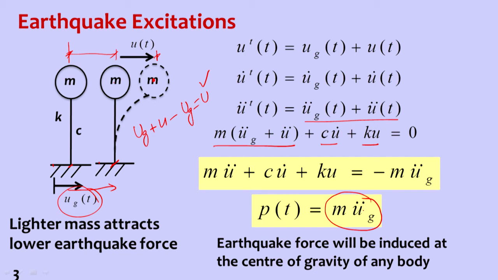So ü_g is the main component of the earthquake force, which is the earthquake excitation itself, and mass is the component which may increase or decrease. So if mass is higher, force is higher; if mass is lower, force is lower. That is why it is said in earthquake engineering that lighter mass attracts lower earthquake forces, and heavy mass attracts higher earthquake forces.